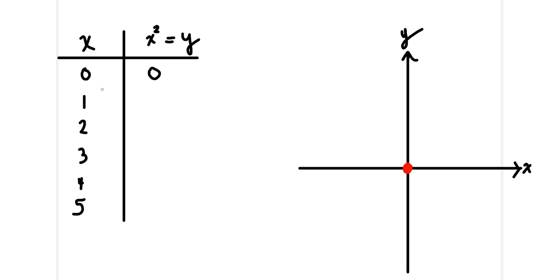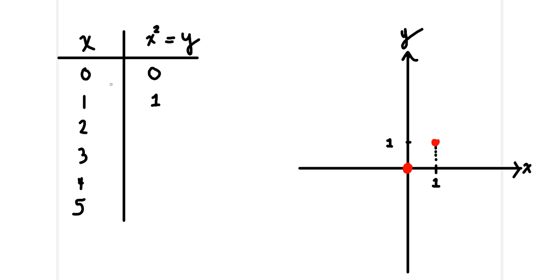Now what's 1 squared? It's 1. So when I choose an x value of 1 on the number line, this way, it's going to go up to a height of 1. And so the next point of that graph would look like this. Okay.